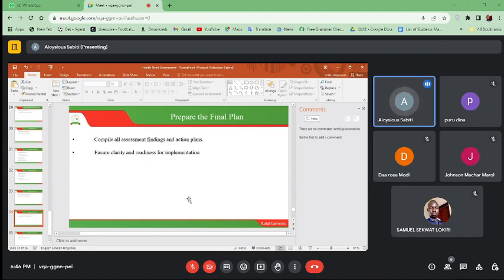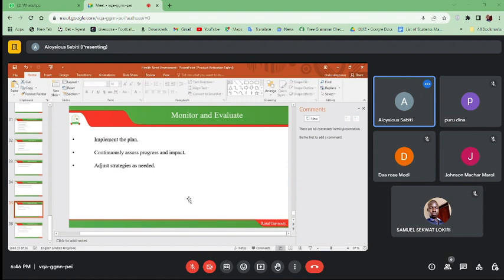Then at the end, you're able to prepare the final plan: compile all assessment findings and the action plan, ensure clarity and readiness for implementation. So from defining the need up to preparing the final plan, it is very important. And at the last is to monitor and evaluate. So as you're implementing the plan, you should be able to monitor and continuously assess progress and impact, and adjust strategies as needed.